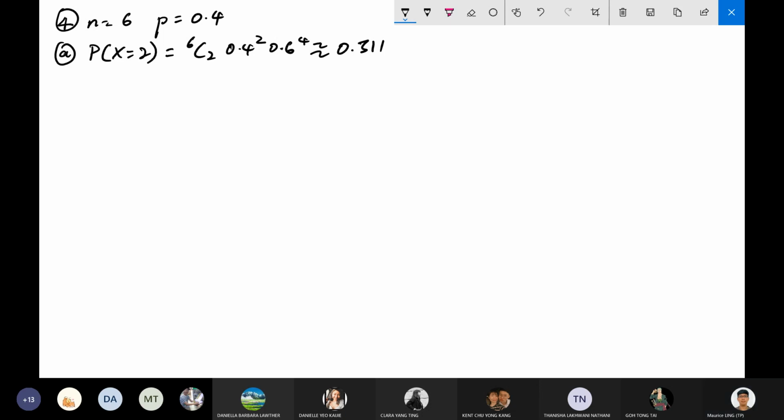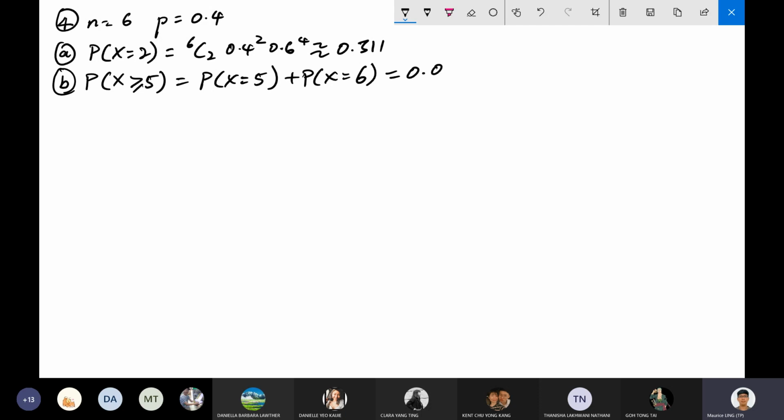Now, question B, at least 5 fruitcakes. So it's 5 and 6. So P of at least 5 fruitcakes, you work out P(5) plus P(6). So you work it out, it will be 0.04096.